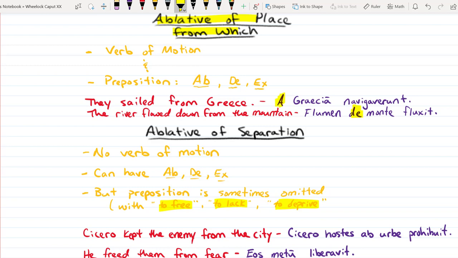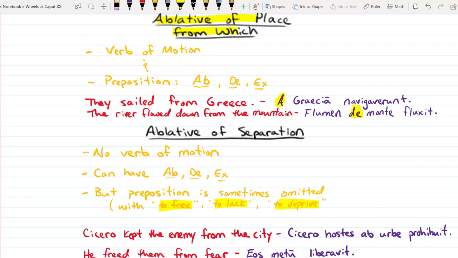Where is the river flowing from, which place, or they sailed from which place, right? And these are telling you that. De, ex, the river flowed out of the mountain, you could even say, showing motion from something. Okay, that's ablative of place from which. Honestly, we've seen this. It's just now we're putting a name to it. This is the way that we've used ab, de, and ex this whole entire time. Now we're just sort of putting a name to it.